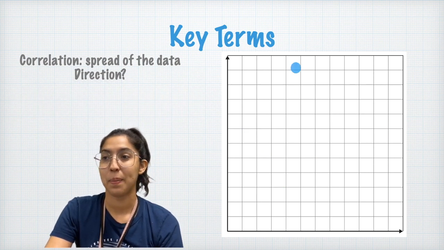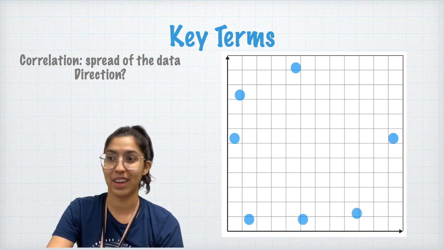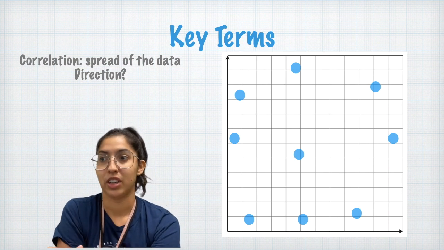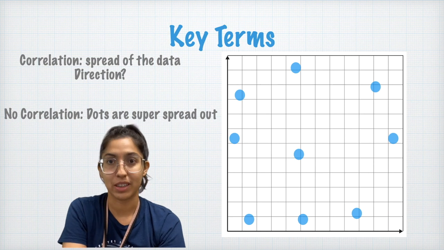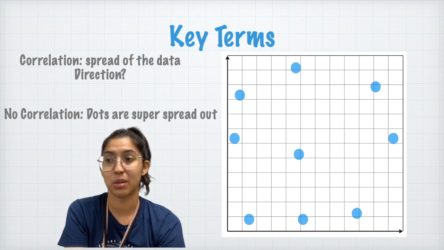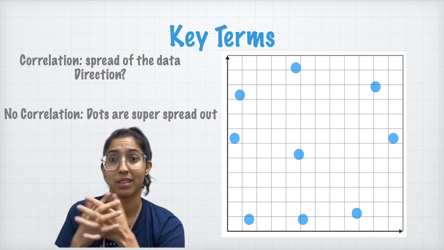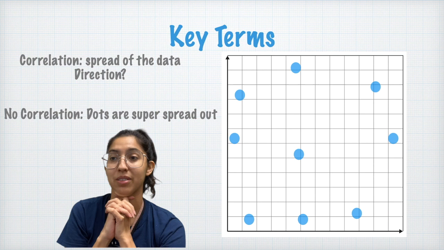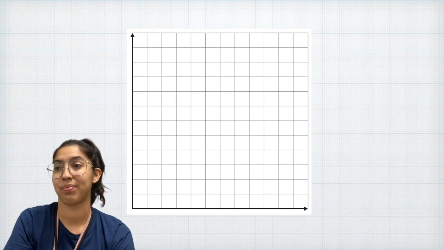So now let's go ahead and put some data on this graph again. So this type of data is just like super spread out. So this would actually be no correlation. There's no relationship between my X and Y. They just don't relate. So no correlation. Write that down, draw that out. And we are moving on.